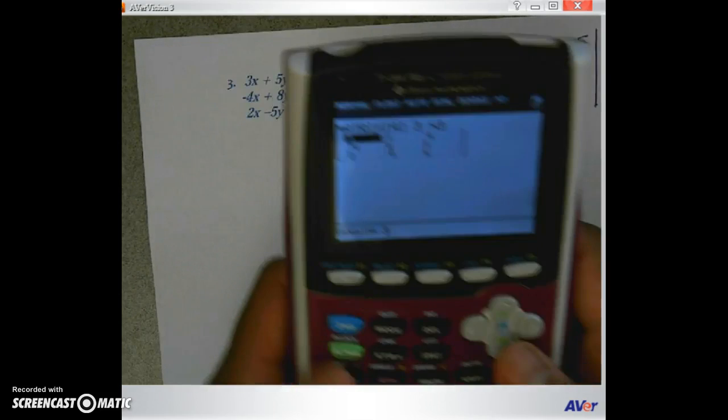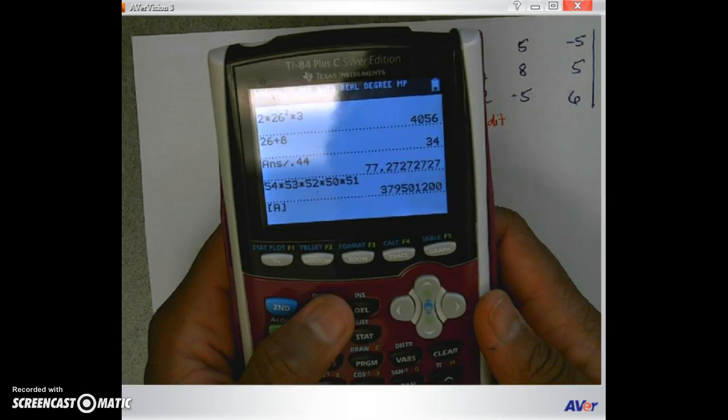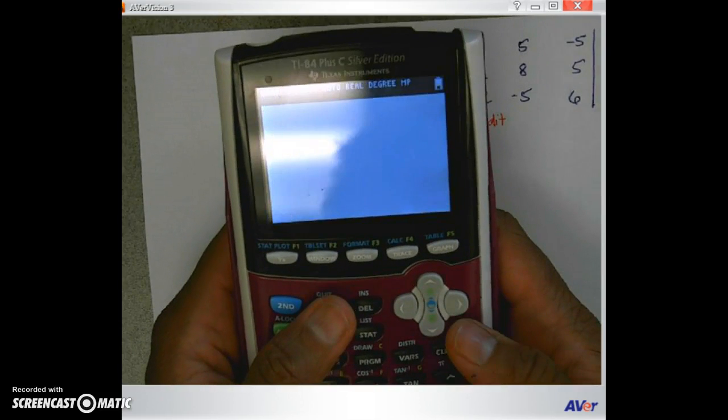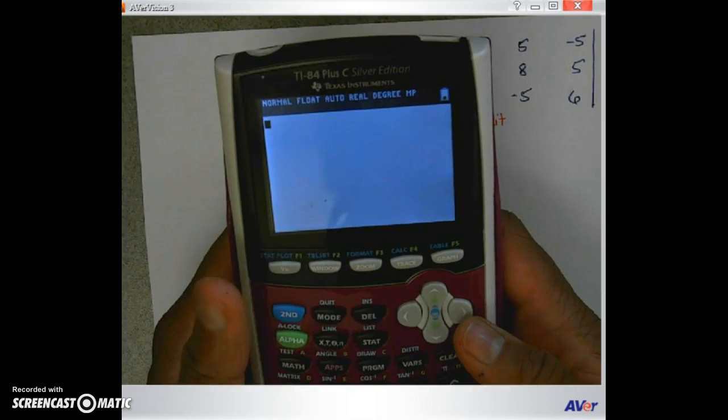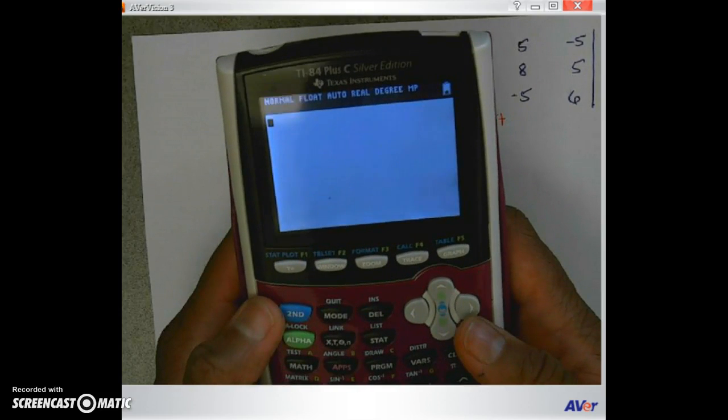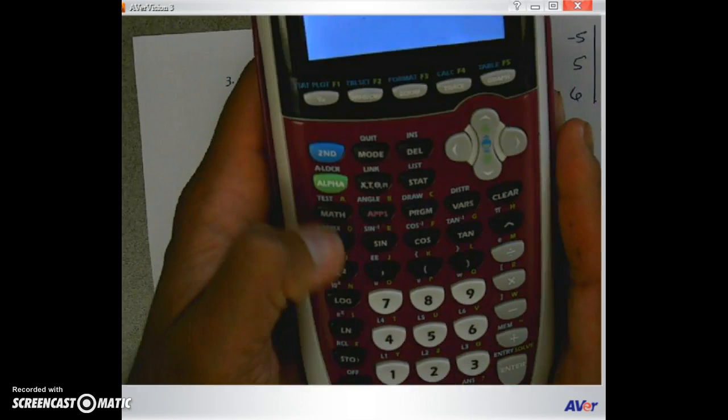Next thing you want to do is go ahead and do second quit. And now you're back to where you were. And it's blank. Great, no one cares. But how do I get back to where I was? Let's get back to matrices. So you're going to hit second x to the negative 1.